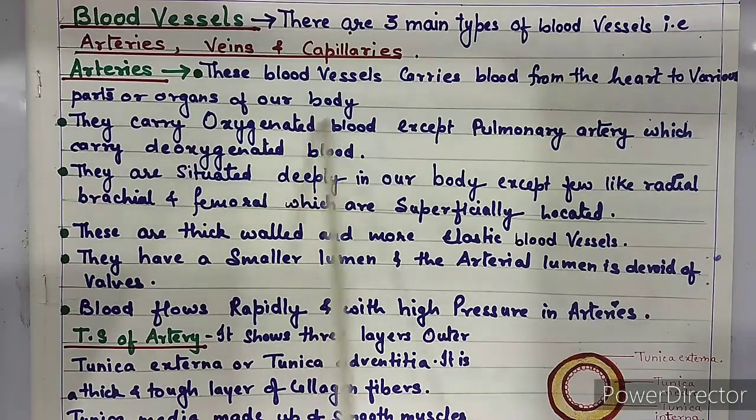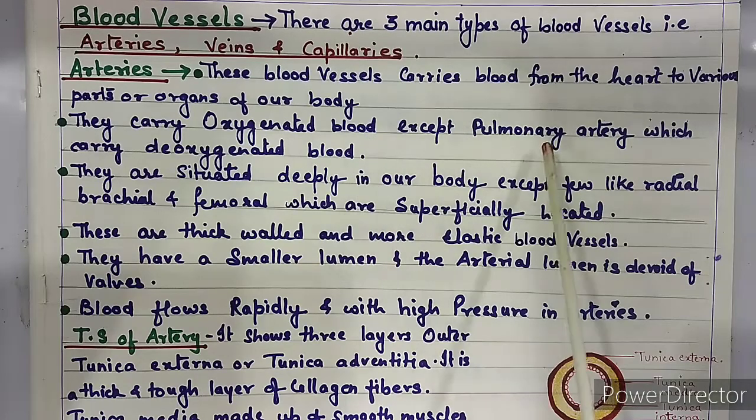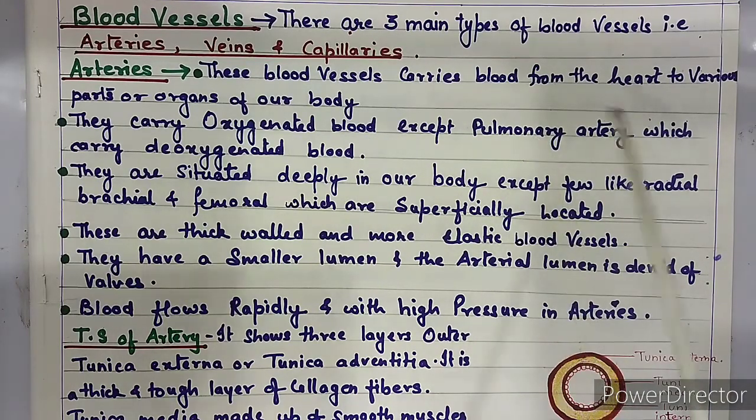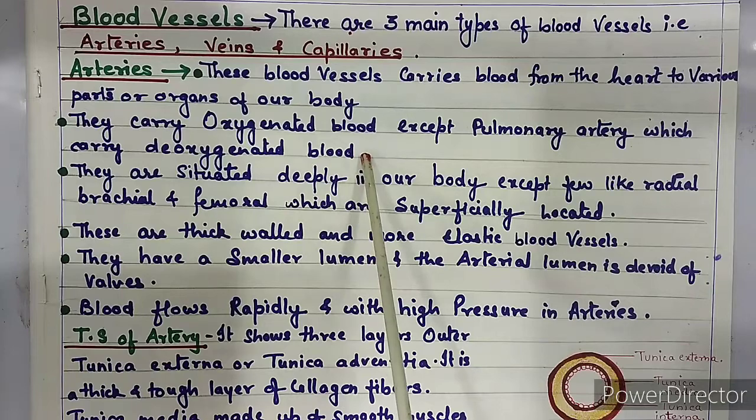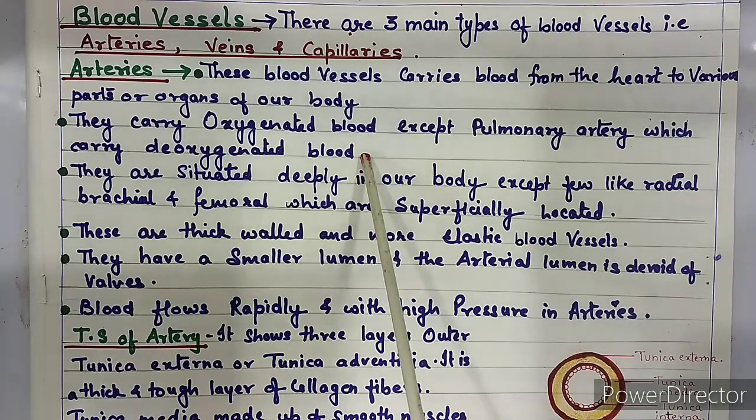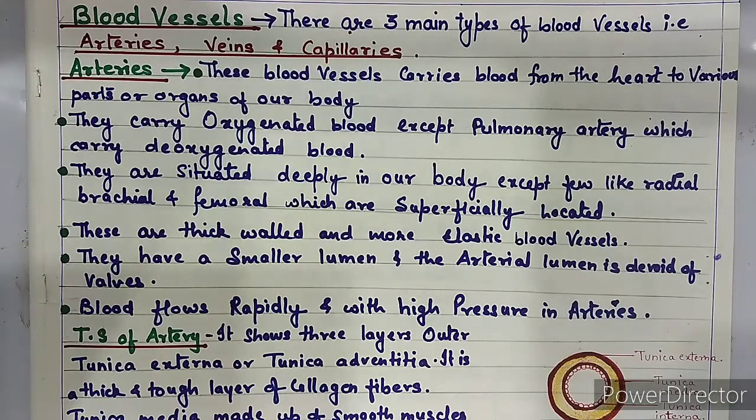Next, they carry oxygenated blood, except the single artery, the only artery, pulmonary artery, which we have studied very recently in the diagram, carries deoxygenated blood. So, if say for example you have 100 arteries in your body, then 99 arteries will carry oxygenated blood. The only artery of the body that carries impure and deoxygenated blood is the pulmonary artery, arising from the right ventricle, carrying impure blood, deoxygenated blood to the two lungs for its oxygenation.